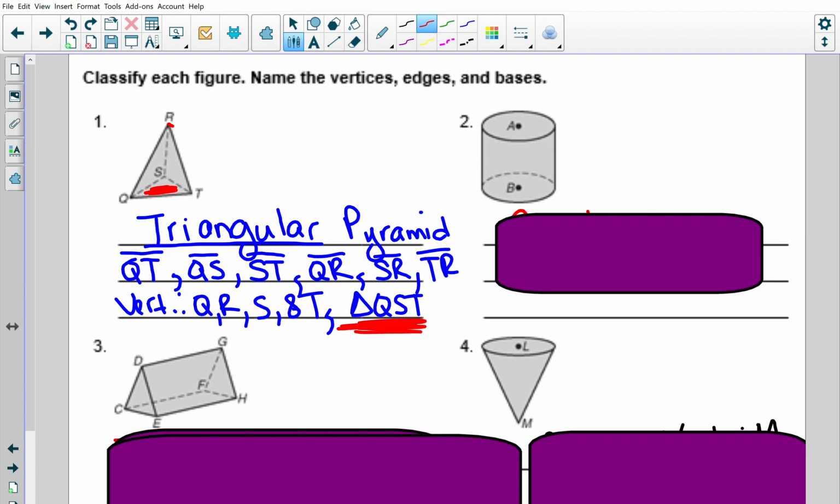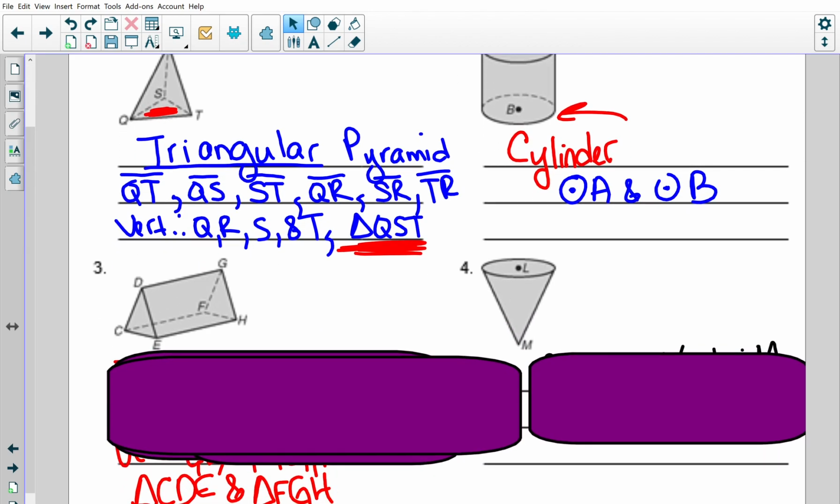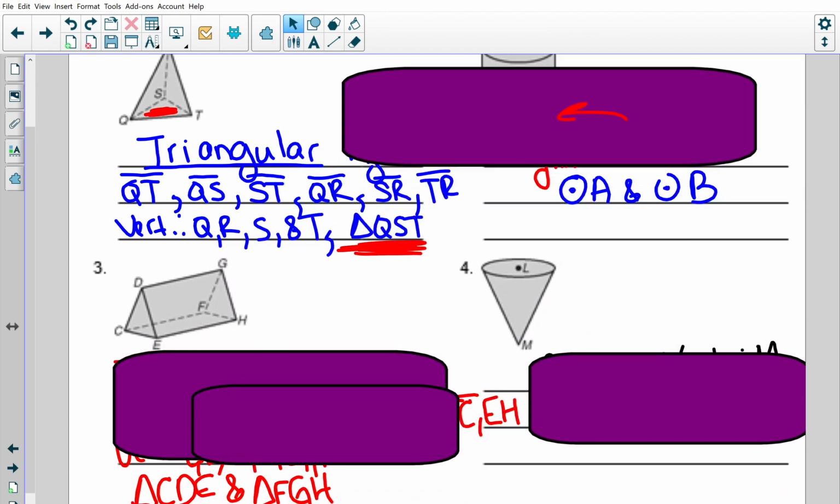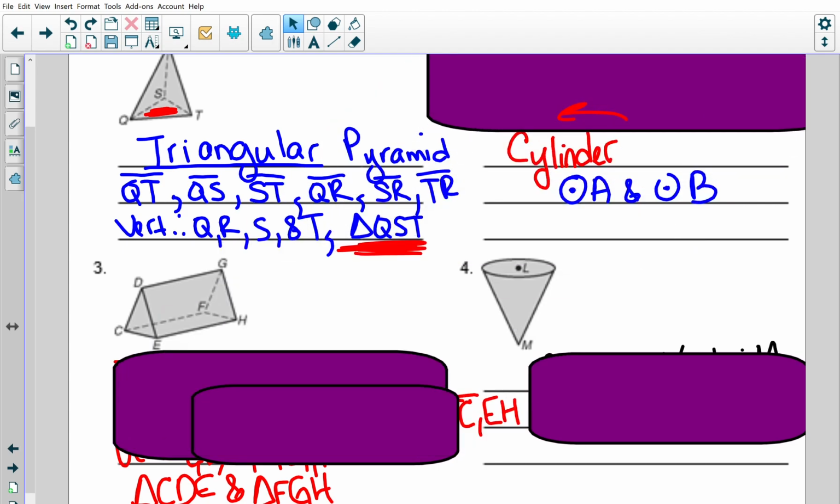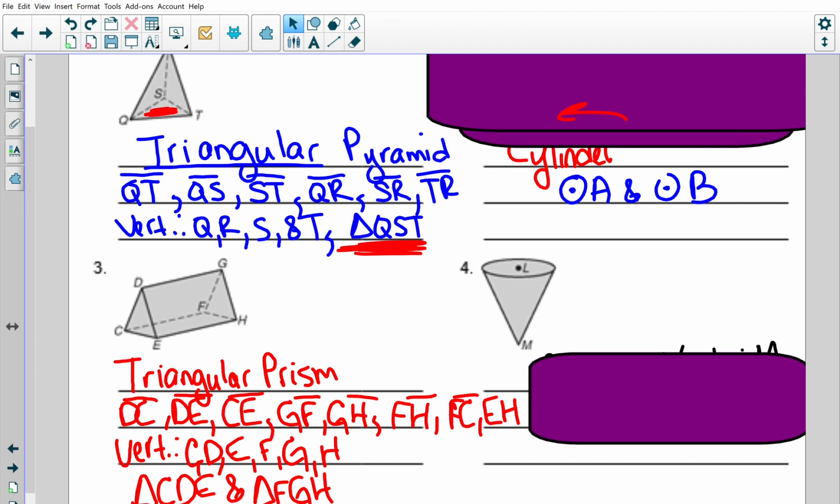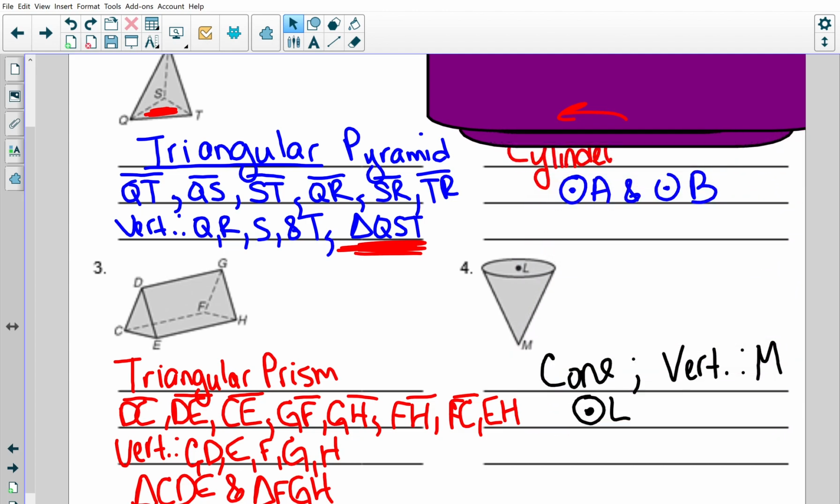Over here at number 2, we have two circular bases. Therefore, it has to be a cylinder. Moving down here to number 3, obviously, this has two bases, no circles, so it has to be a triangular prism. Number 4 has one circle at the base, comes to a point, therefore it has to be a cone. We'll get into more specific examples of these later on, but this is just basic terminology.